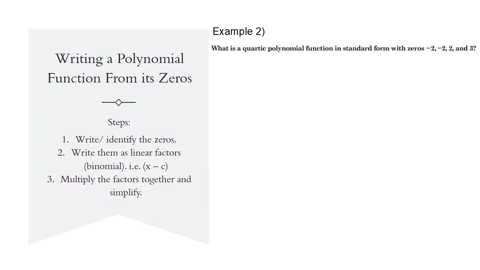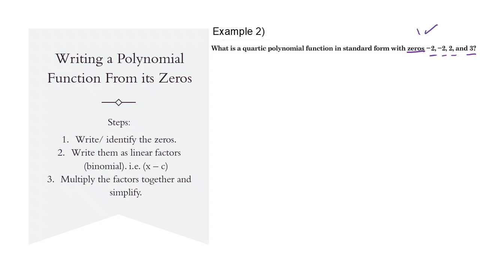For our next example, I'm going to give you time to practice, so you're going to pause and follow along and see what happens. Okay, so you'll pause, come back. All right, welcome back. We're going to start off with identifying our zeros. Our zeros are -2, -2, 2, and 3.